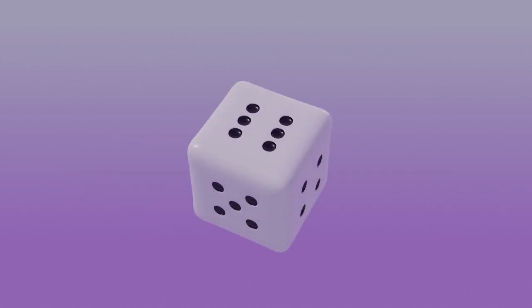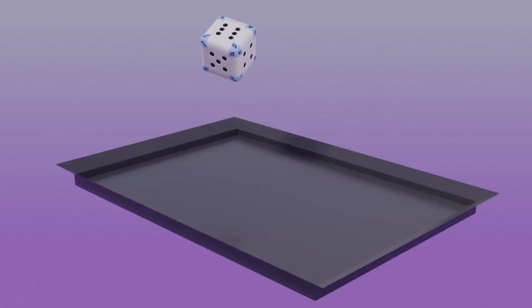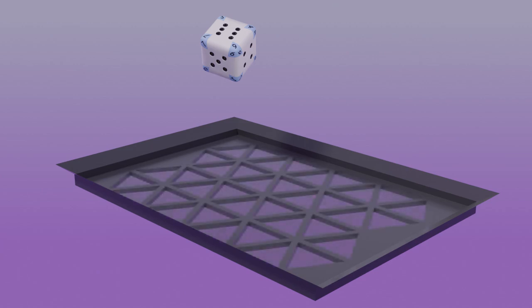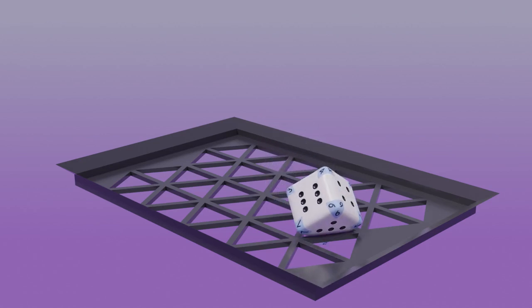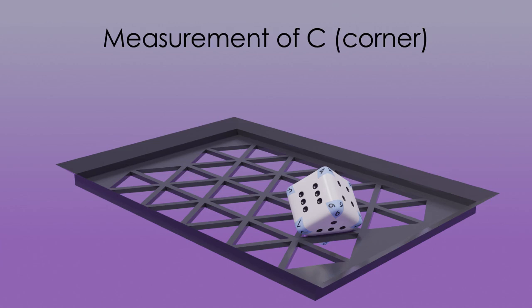Let's say we want to measure something other than the faces, like the corners. Here each corner has a number. To measure the corner property, we cannot use the flat detector from before, so instead we use a different type of detector. It interacts differently, and the die now has to choose a corner instead of a face. In this particular case, we measure a value of 4.